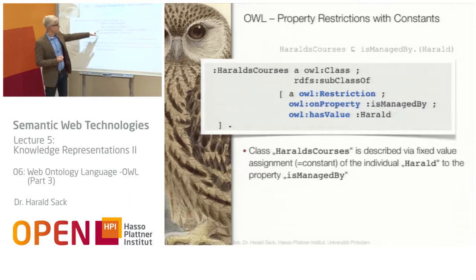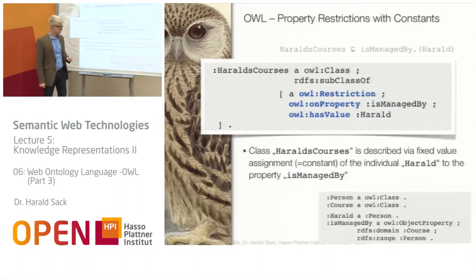And we say here the restriction is on the property is managed by, and you do this with the OWL vocabulary on property. And then you state the value, which is given as a constant for this restriction, and you say OWL has value, and then you give here the constant that you have already defined previously. So it's the individual Harald. Okay, and what we have done here, we have defined a class, Harald's courses, and this is described via a fixed value assignment, it means a constant of the individual Harald to the property is managed by. So this is quite expressive, isn't it? Okay, but this is not the only way to restrict classes. So here again, you see what must be defined previously to make this definition. So we have person and course as a class, Harald as a person, and is managed by as an object property.